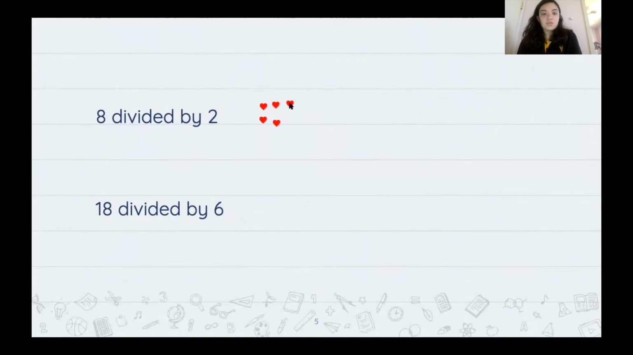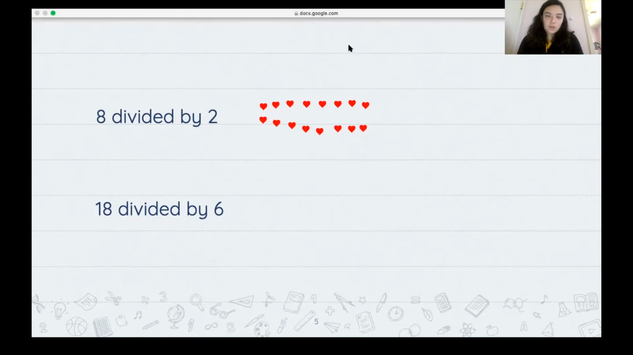I'm going to make 2 rows of 8. 1, 2, 3, 4, 5, 6, 7, 8. 6, 7, 8. So here's my array. It's a little crooked, I apologize for that. But I have 2 rows with 8 in each. Now I'm going to write my division sentence.